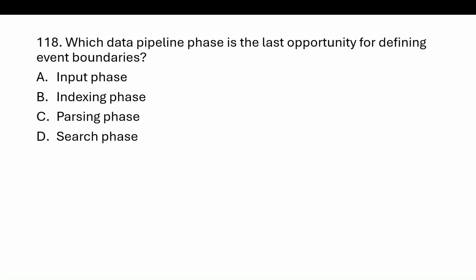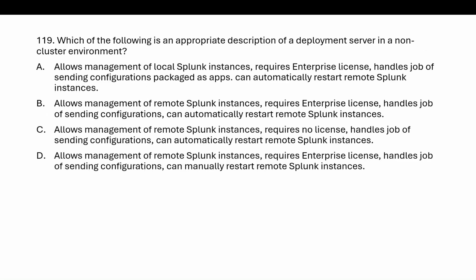Question number 118. In which data pipeline phase is the last opportunity for defining event boundaries? Option A, input phase. Option B, indexing phase. Option C, parsing phase. Option D, search phase, and the answer is option C, parsing phase.